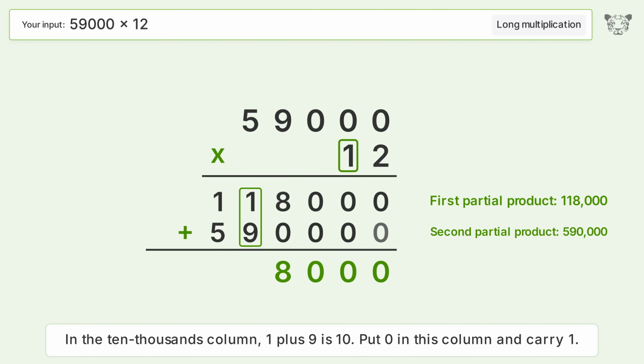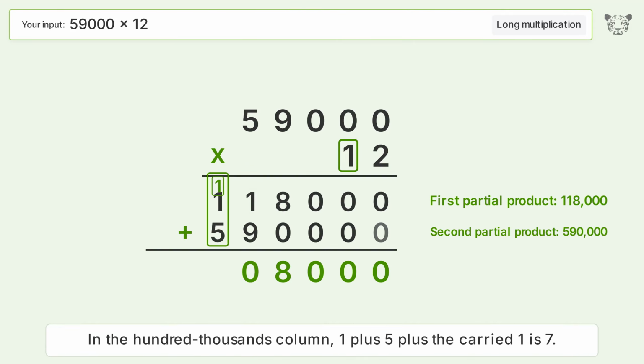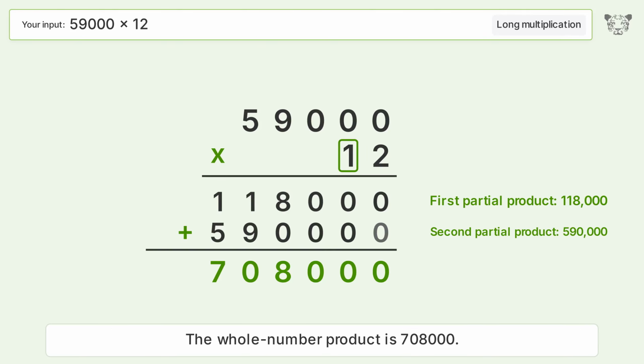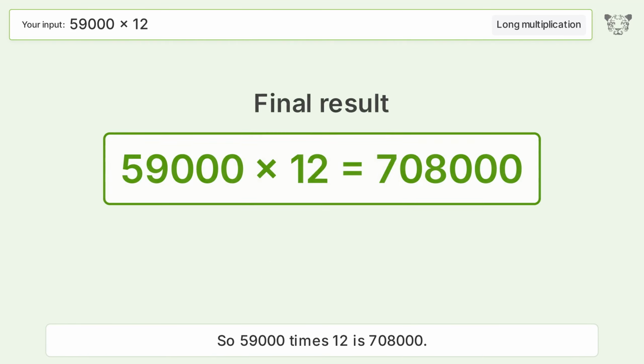In the ten thousands column, 1 plus 9 is 10. Put 0 in this column and carry 1. In the hundred thousands column, 1 plus 5 plus the carried 1 is 7. The whole product is 708,000. So 59,000 times 12 is 708,000.